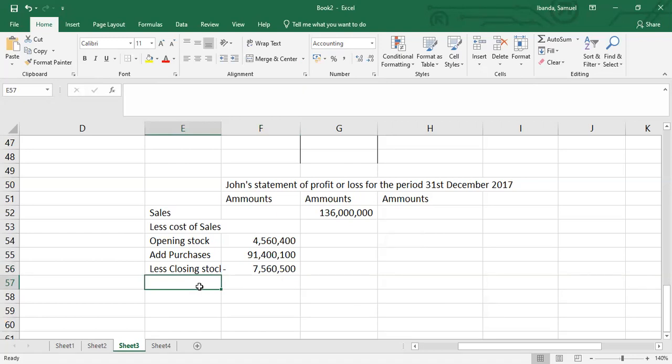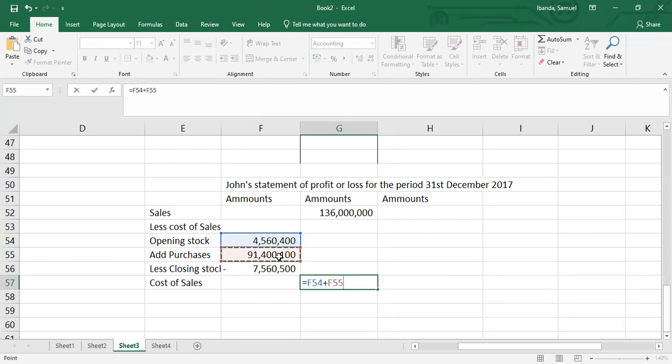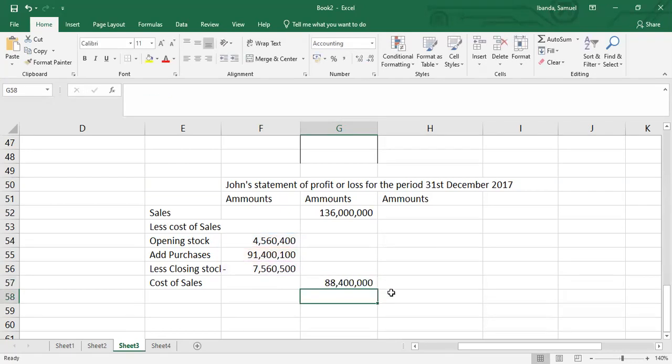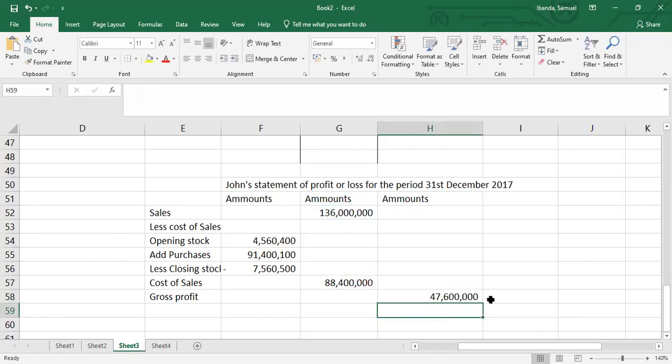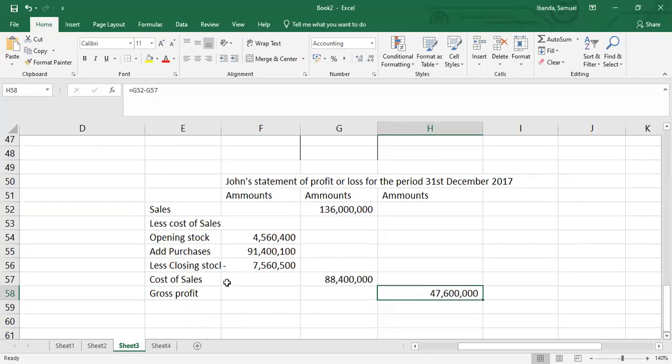So from that, I can basically determine my cost of sales, which I already have, but here I'm just trying to repeat for the examiner. So my cost of sales is basically this plus this. Just add, since it already has a negative on it, to get 88,400. Then after that, I can determine my gross profit or gross loss, which I also already have, but presentation matters. It is 136 minus 88, and I have 47,600,000.